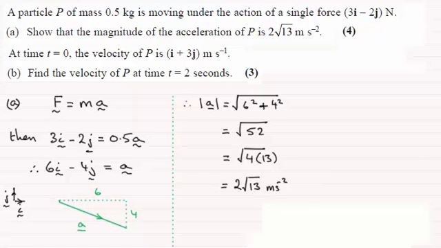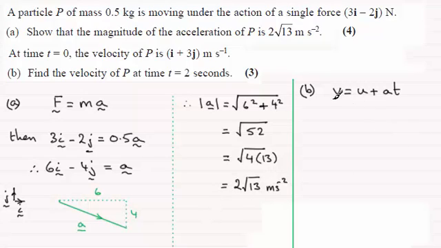Now, when it comes on to part B, we've now got to find the velocity of P at time t equals 2 seconds. And to do this, all we need to do is just remember that v equals u plus at. We can use this equation because we're dealing with constant acceleration. We know it's constant acceleration because we've got a constant value here. It doesn't depend on t, it doesn't change in any way. Okay, it's constant acceleration here.